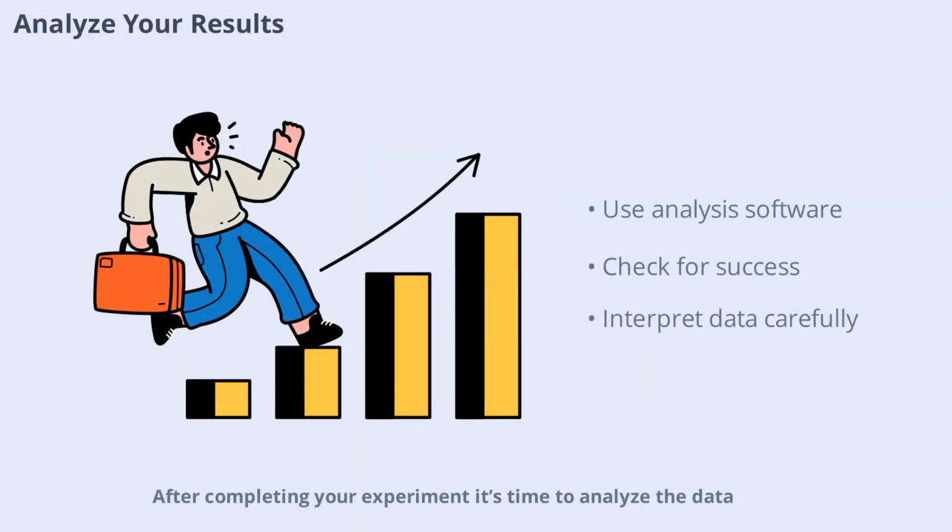After completing your experiment, it's time to analyze the data. Use appropriate software and statistical methods to interpret your results. Look for evidence that your editing was successful and check for any off-target effects. Careful analysis will help you draw meaningful conclusions and plan your next steps.